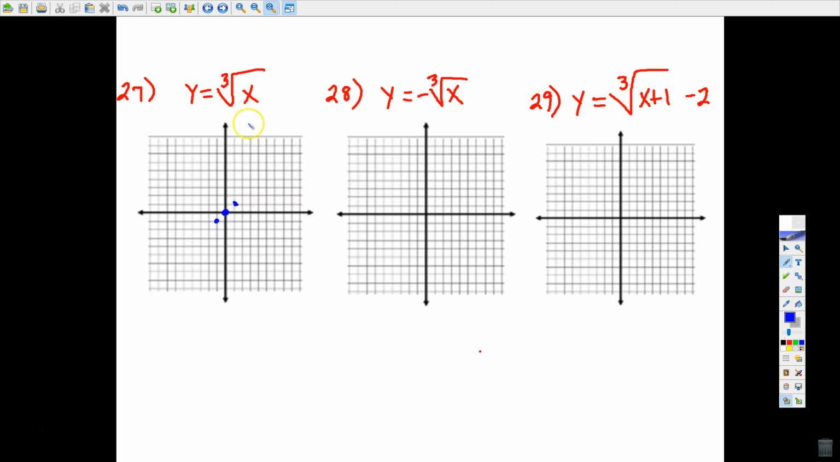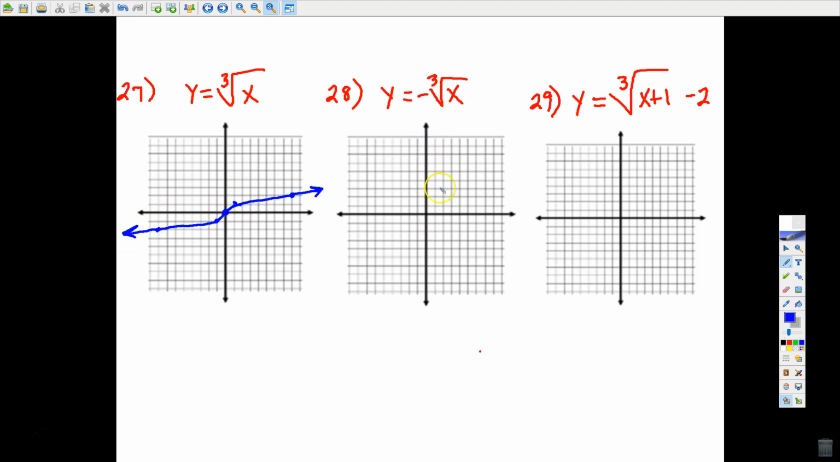Alright, so another perfect cube number is 8. If you input 8, the output is 2, so (8, 2). And if you input -8, you get -2. So here's the parent cube root function. Try to draw it here. Looks something like this.